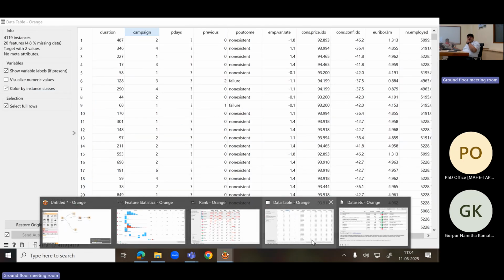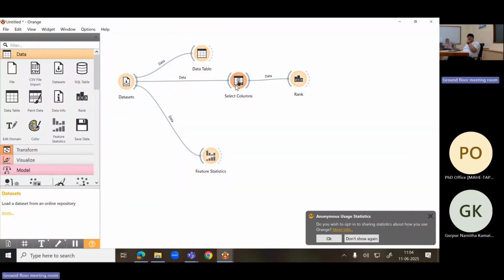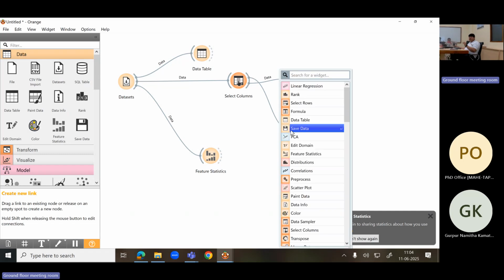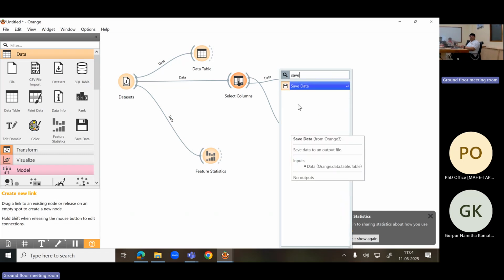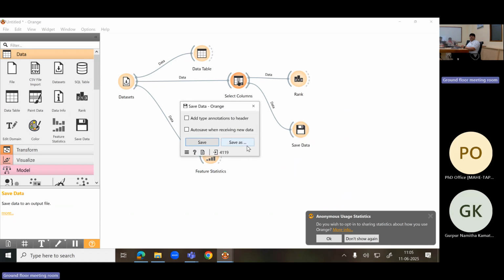Okay, now let me go to this data. Where is that data? We'll see why this differs. So what I'll do is first I'll download this data. From select column, save the data. So again, please uncheck that and save as.